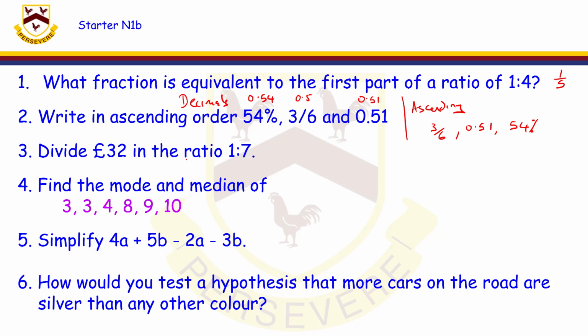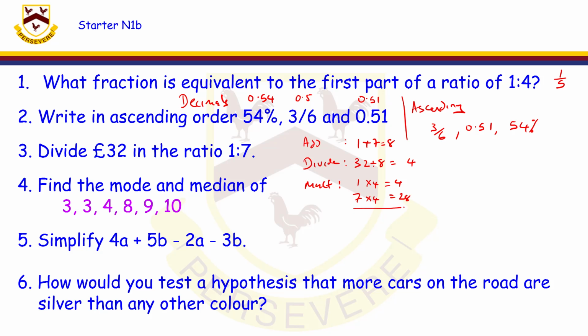Number 3, divide 32 pounds in the ratio of 1 to 7. So when I'm going to share in a given ratio, I have my 3 steps: add, divide, multiply. So I add my ratios. 1 plus 7 equals 8. Then I divide. So I've got 8 parts altogether. What's the value of 1 part? So I do 32 divided by 8, which is 4. So 1 share is 4. And then I multiply by the ratios then. So 1 times 4, which is 4, and 7 parts, or 7 times 4, which is 28.